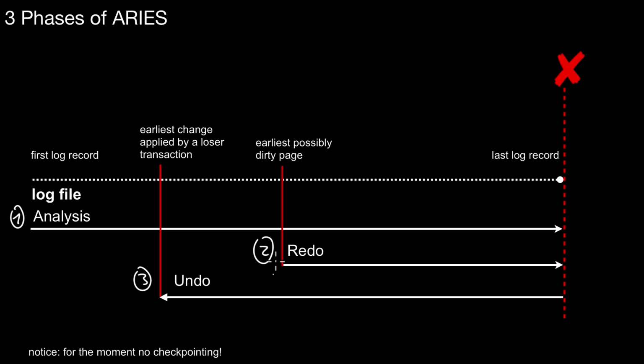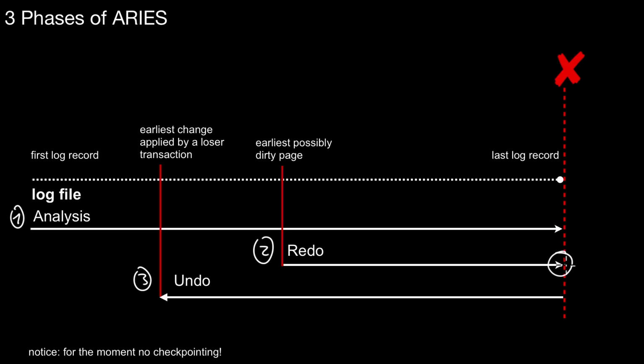It starts here from this point in time, and that is the earliest possibly dirty page. So the earliest discrepancy that might have existed before. That is a point in time where we need to reapply changes. And from this point in time, which is determined in the analysis phase, we again read the log forward till the last log record. Once we are here in this position, we are in exactly the same position as we were in when the database crashed.